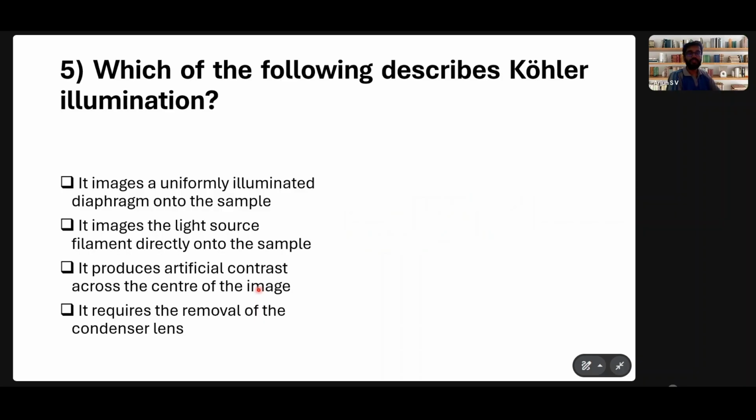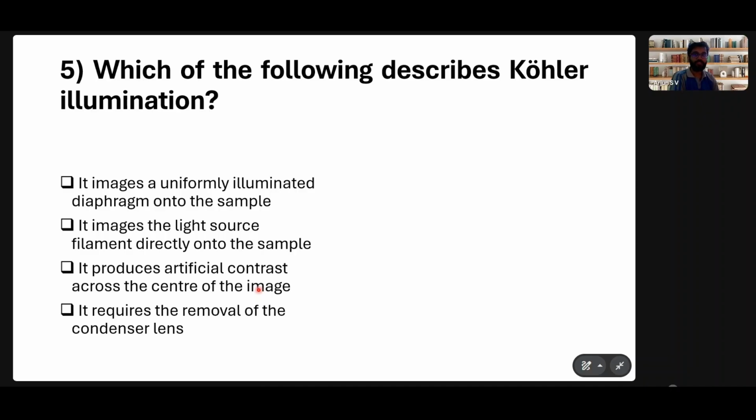Okay, this one is probably something which we haven't discussed in the recap section. It is probably coming from the second video of the lectures. Which one of the following describes Köhler illumination?